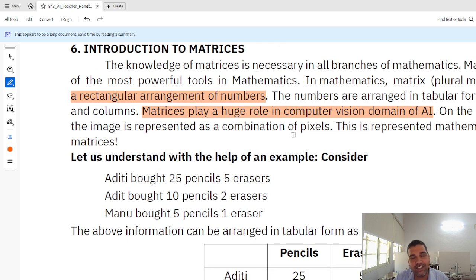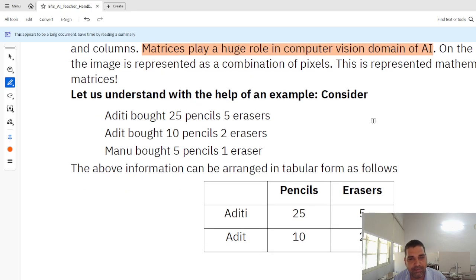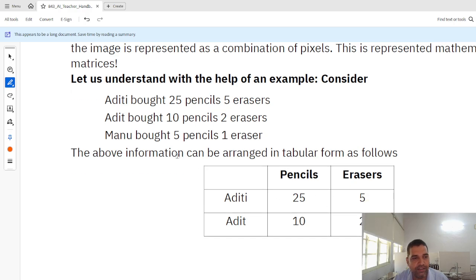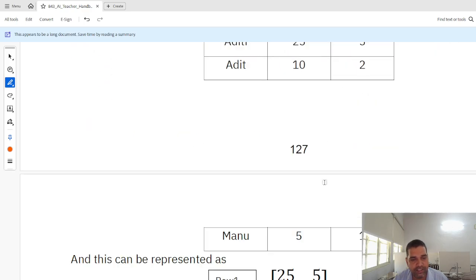An image is represented as a combination of pixels, so this is represented mathematically as matrices. Let us understand with the help of an example. Aditi bought 25 pencils and 5 erasers. This is the table format. Adit bought 10 pencils and 2 erasers, and Manu bought 5 pencils and 1 eraser.